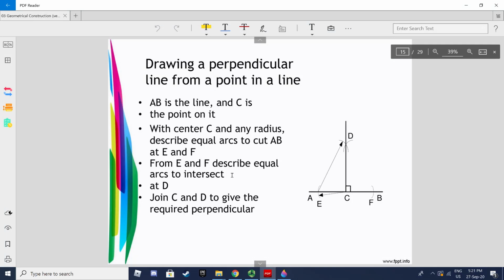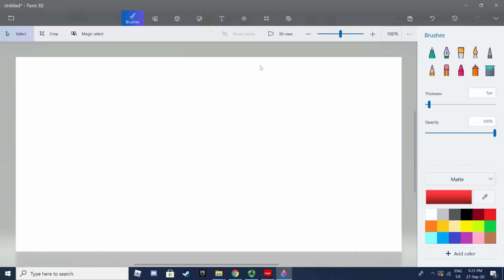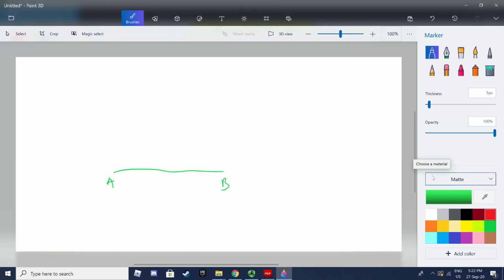The next one is draw a perpendicular line from a point in a line. Okay, for example, AB is a given line. Suppose you need to draw a straight line. Okay, this is AB. And C is the point on it. Let's say you have point C, maybe somewhere here. You want to draw a perpendicular line on top of point C.